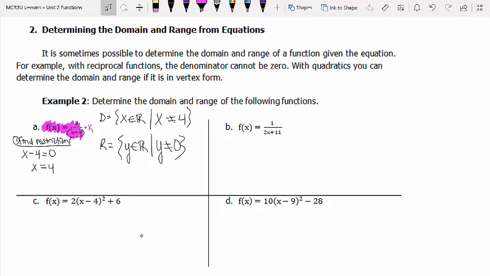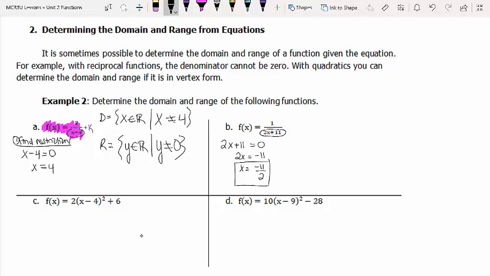So for the range, y is an element of all the real numbers as long as y is not 0. Okay, let's check out part B. Find the domain and range for this function. Let's go ahead and find our restriction on the domain. Our restriction on the domain is going to be: set 2x plus 11 equal to 0 and solve. So x cannot be negative 11 over 2.